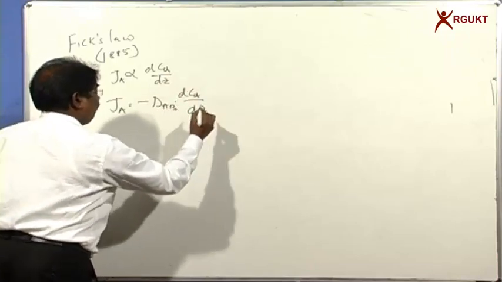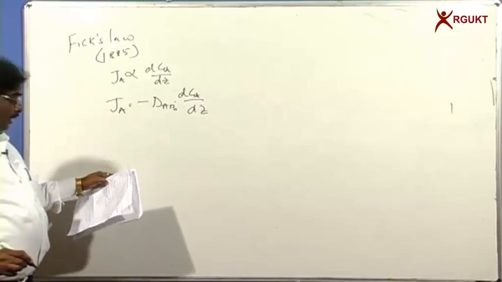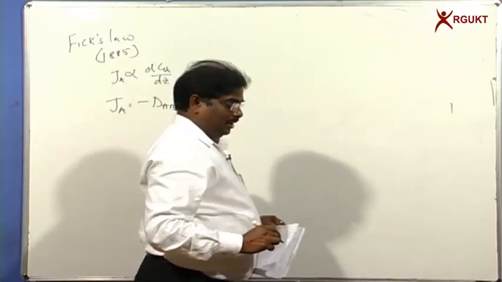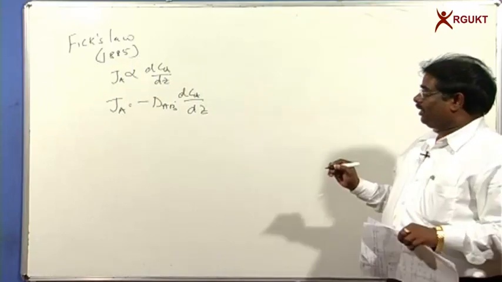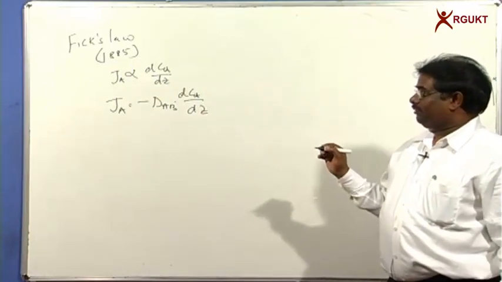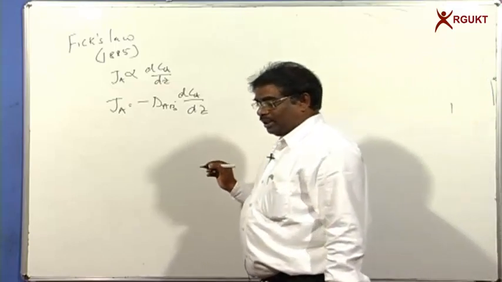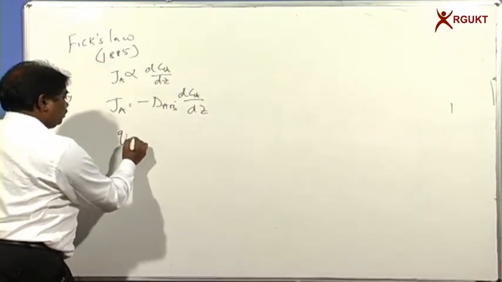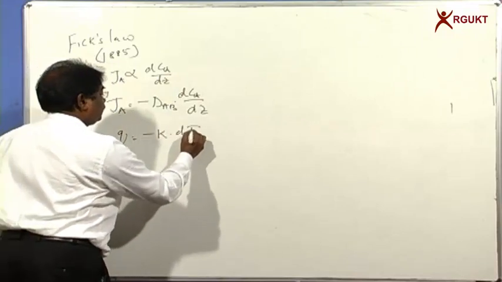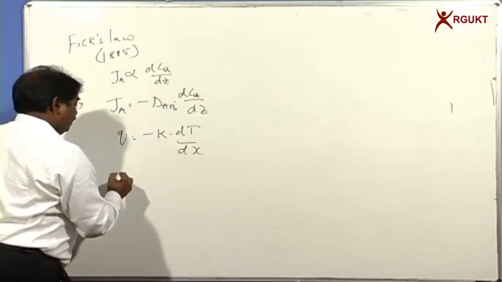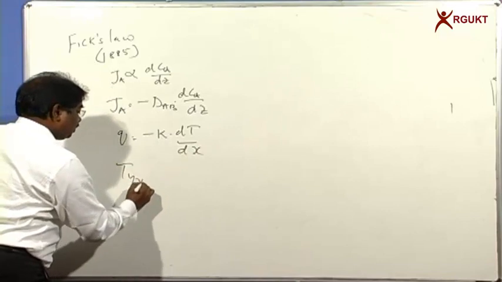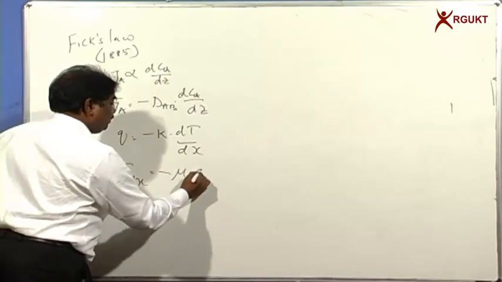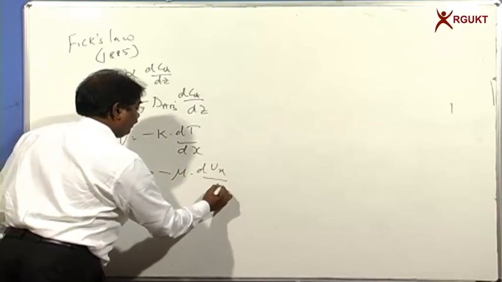If one can notice this equation, this sort of equation you already came across. It is nothing but your Fourier's law of heat conduction, or Newton's law equation. Using Fourier's law of heat conduction one can calculate q is equal to minus k into dT by dx, and Newton's law of viscosity is tau x is equal to minus mu into dvx by dy.